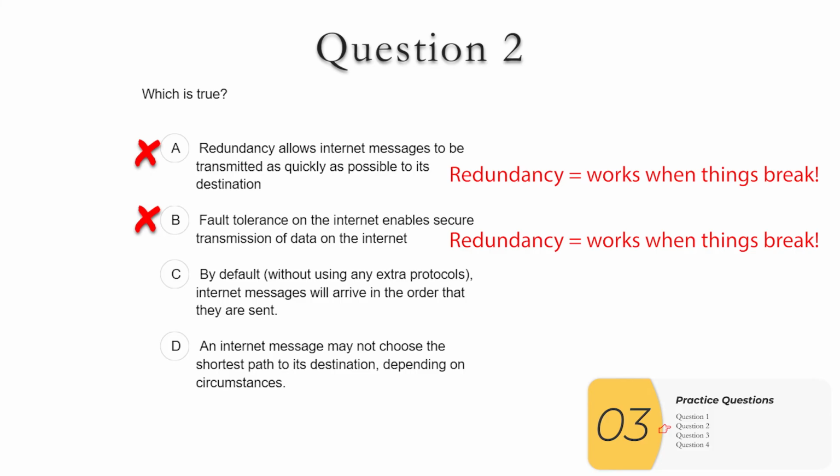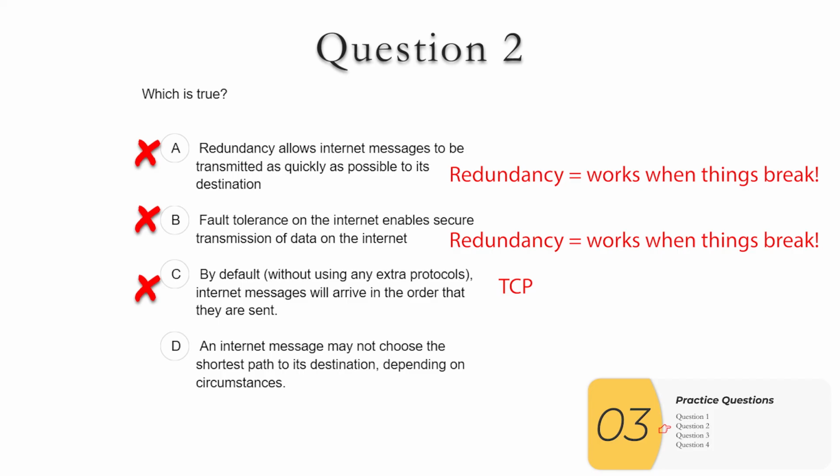C, by default, without using any other protocols, internet messages will arrive in the order they are sent. So this is a little bit of a trick question. You actually don't know the answer to this until the next lesson. But if you ran into something like this, you would hold on to it and check the next answer. But I'm going to tell you right now that this is not true, that we need a protocol called TCP to make things arrive in the order that they are sent.